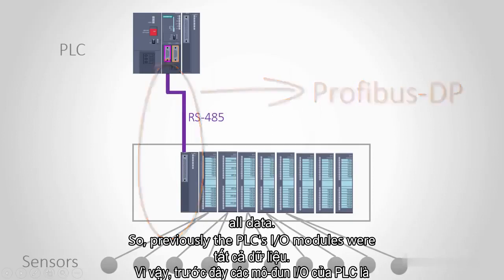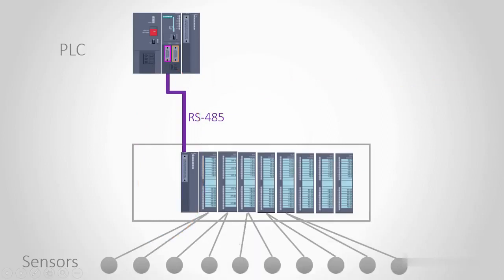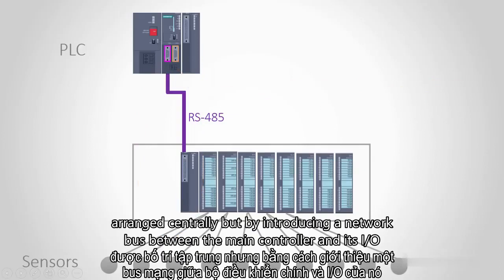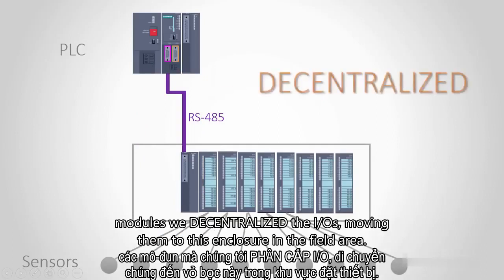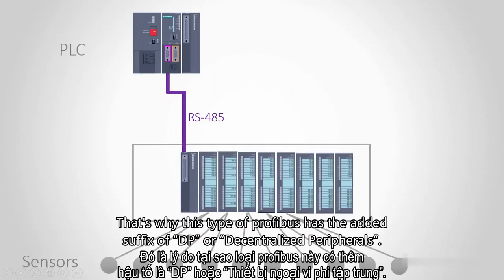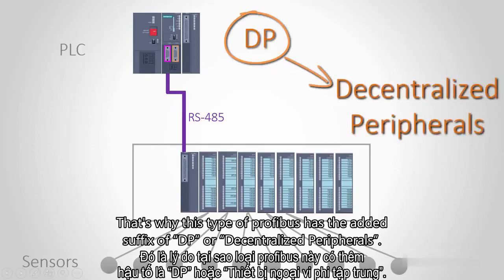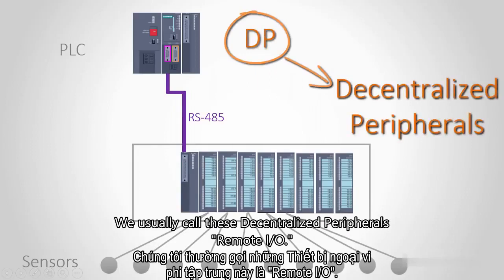So previously, the PLC's I/O modules were arranged centrally, but by introducing a network bus between the main controller and its I/O modules, we decentralized the I/Os, moving them to this enclosure in the field area. That's why this type of Profibus has the added suffix of DP, or decentralized peripherals. We usually call these decentralized peripherals remote I/O.